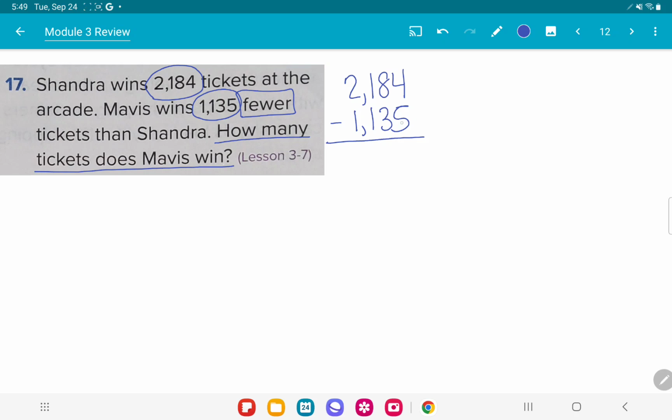I have 4. I need to take 5 away. I can't do that, so I'll regroup. 14 minus 5 is 9. 7 minus 3 is 4. 1 minus 1 is 0. And 2 minus 1 is 1. So Mavis wins 1,049 tickets.